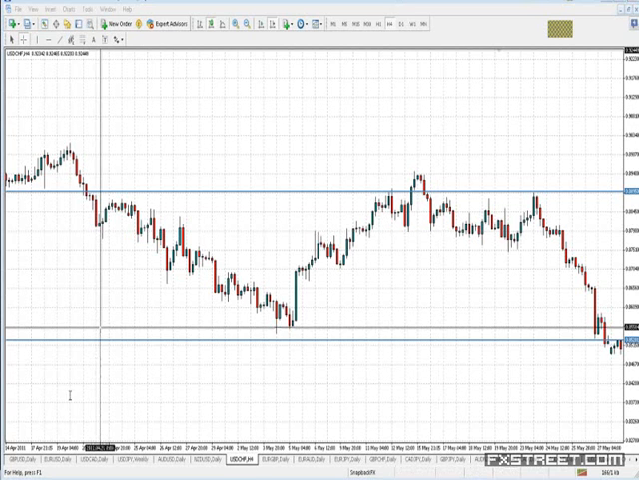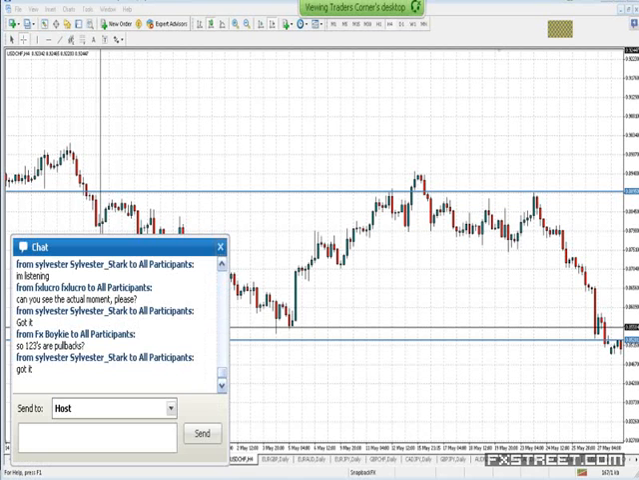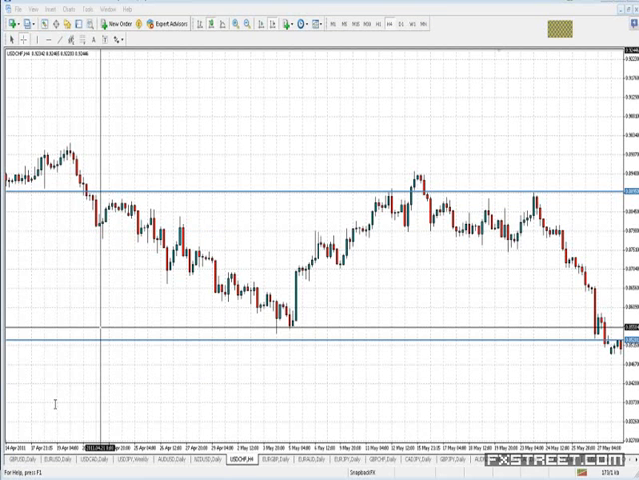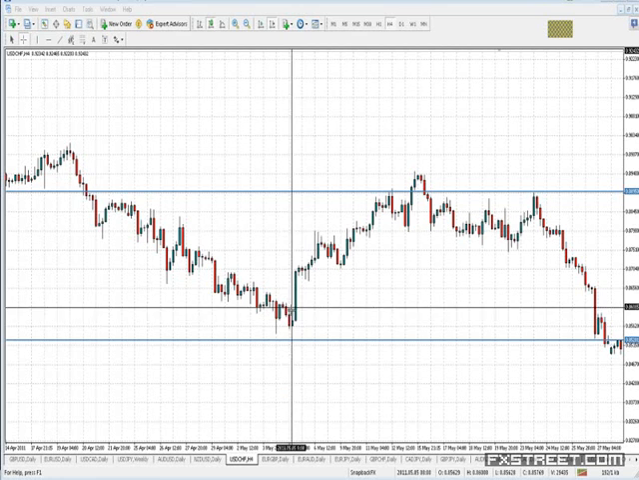Does that make sense for you guys? Excellent, Sylvester. So 1, 2, 3s of the pullbacks. Yes, Boyke. So you're waiting for the pullback, and then you look for the 1, 2, 3 at the end of the pullback. Any other questions at all, guys?